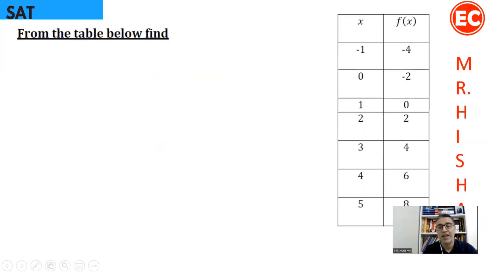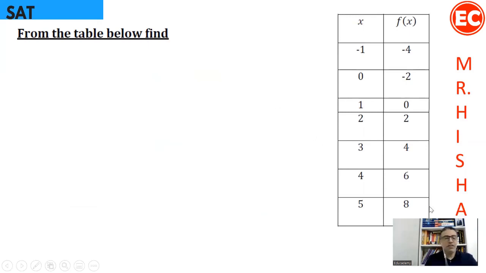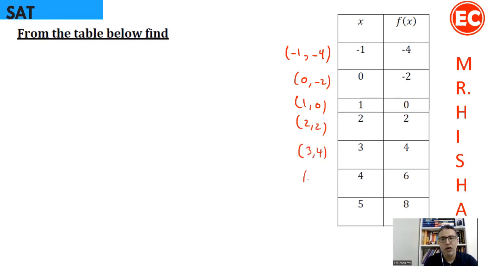The last part for function notation is how to figure out the values from a given table. The first was how to figure out the values of the function from a given function, the second was from a graph, and the third in front of you is from a table. If you don't like the table, you can write it as ordered pairs: negative 4 with negative 1, negative 4 with 0, negative 2 with 1, 0 with 2, 2 with 3, 4 with 4, 6 with 4, and 8 with 5.